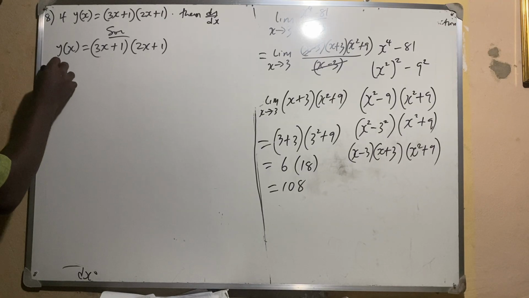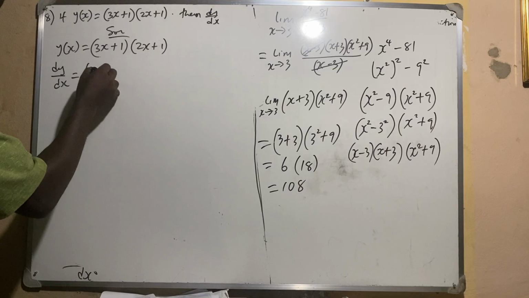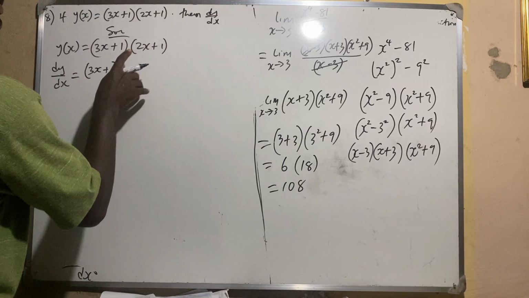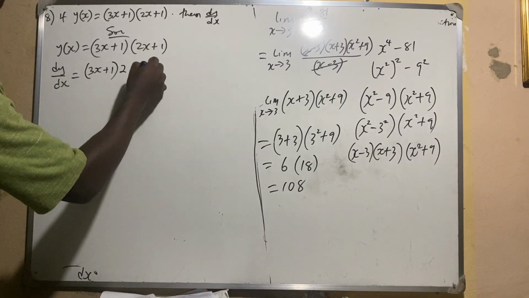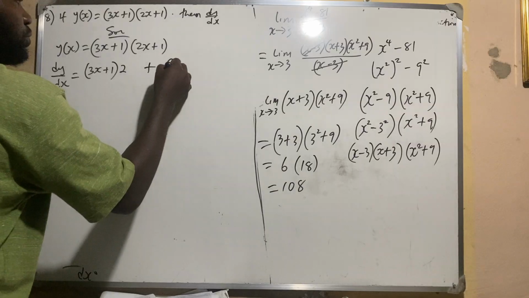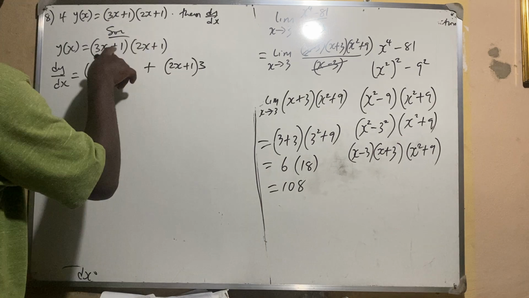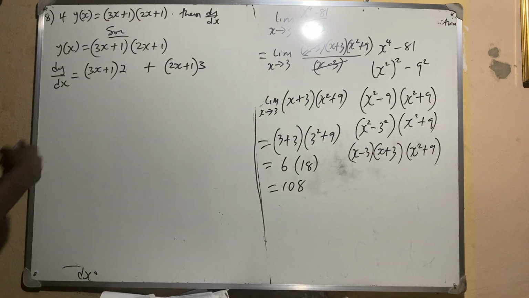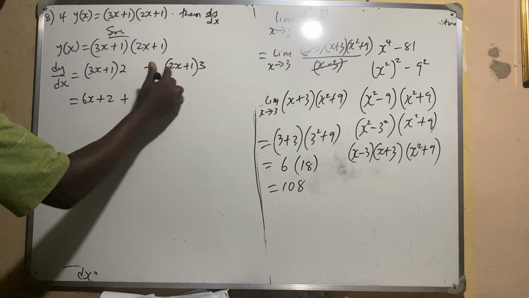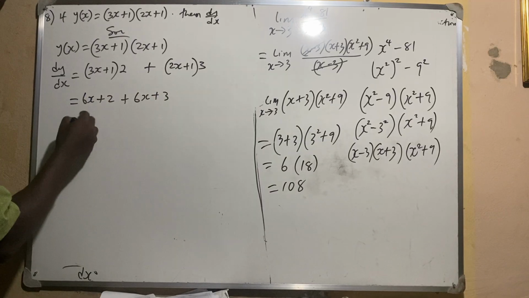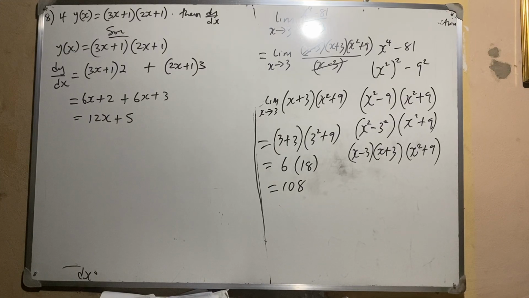So let us do it. So dy dx is equal to what? Leave the first one, you write it down, 3x plus 1. I've left it. Differentiate the second one. Differentiation of 2x is 2 and differentiation of 1 is 0. It's gone. Plus, now leave the second one, which is 2x plus 1. Then differentiate the first one. Differentiation of 3x is just 3 and differentiation of 1 is 0. 1 is a constant. So clear the bracket. Now you have 6x plus 2 plus 6x plus 3. So I'm having 6 plus 6, 12x plus 5. As simple as that. Okay?